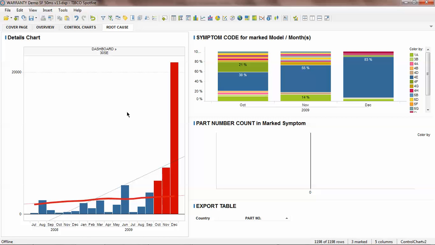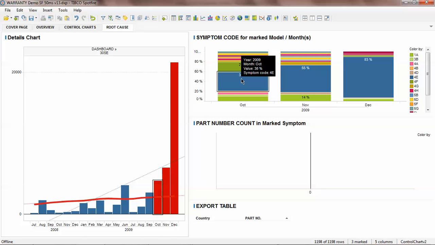And from this, I can see pretty clearly that one particular symptom code, 4E, has been causing most of the problems, and indeed that symptom code is appearing more and more over time. A symptom code is simply a type of problem that I'm having with this dashboard. For example, it might be that the plastic is cracking, or perhaps one of the gauges isn't working to specification.